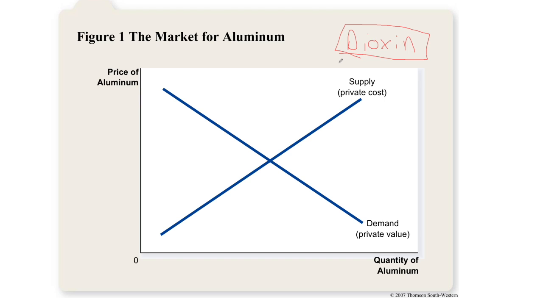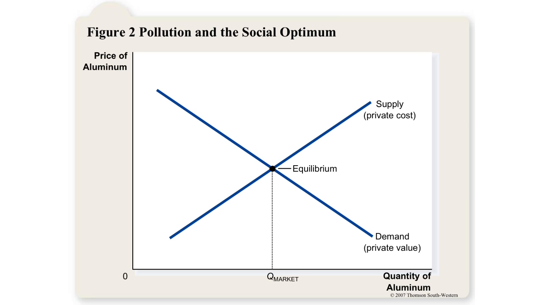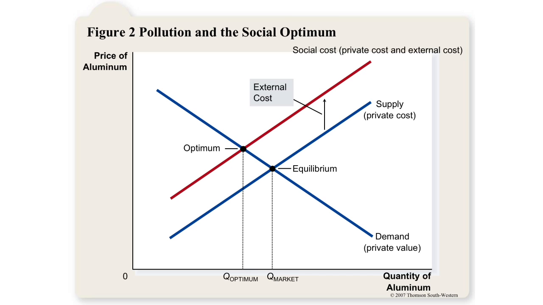However, what it does mean is that aluminum producers don't generally care about the dioxin they emit. When we look at the market for aluminum, the private cost and the private value are represented by the supply and demand. The point where they intersect gives us our market quantity at equilibrium. However, the dioxin is actually a social cost. So when you have a negative externality, the supply curve shifts upward by the size of the negative externality. However large the negative externality, the supply curve will shift upward, and this gives us our social cost.